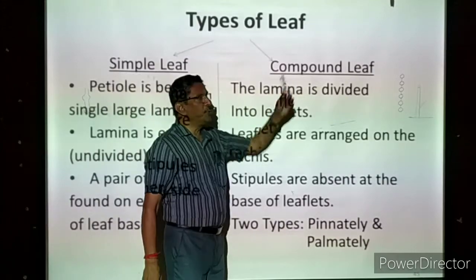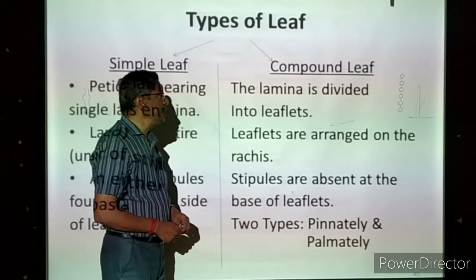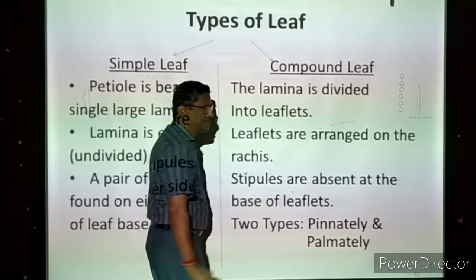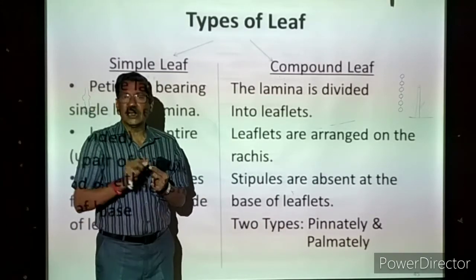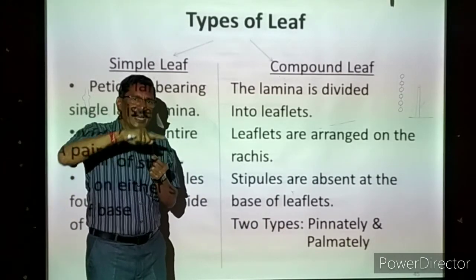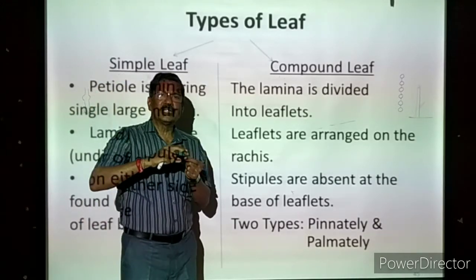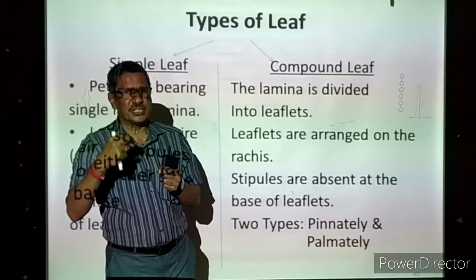Now we are coming to compound leaf. Even the pictures and all we will study later. In a compound leaf, the lamina is divided into leaflets. For example, one plant is having the stalk of the leaf, a single petiole. But after that, we expect one big green lamina; instead, that lamina is divided into small lobes, small green leaf-like structures.